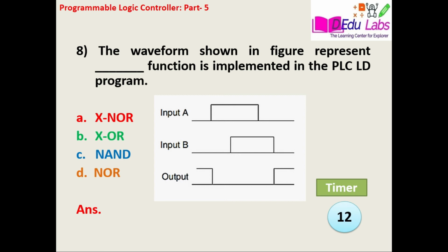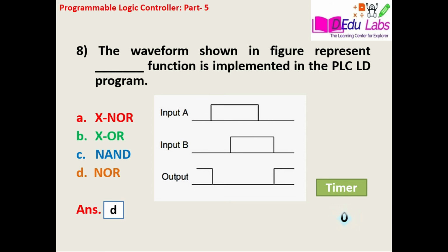So the answer is option number D, that is NOR. As shown in the figure, there is an input A and input B waveform. Based on A and B, the output waveform is also presented. Now with respect to the truth table, in the first case, when input A is low signal and input B is also low signal, the output is high.